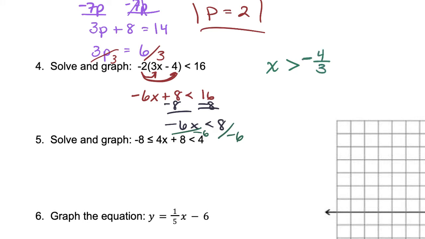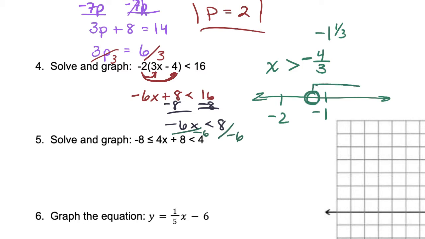It says graph it, so we'll graph it real quick. Now negative 4 thirds is kind of hard to find. Think of it as negative 1 and 1/3. So here's negative 1, here's negative 2. Negative 1 1/3 is somewhere around there. We want to be greater than it, so we'll point to the right.